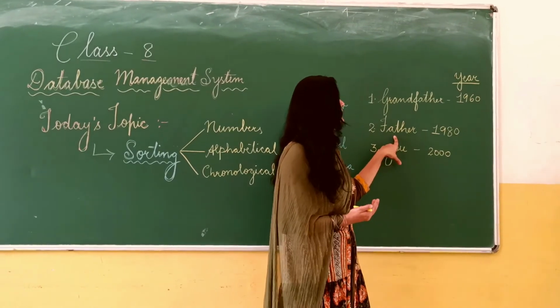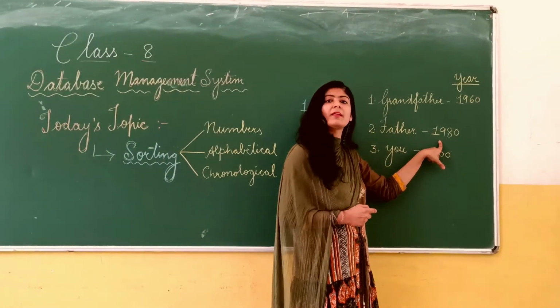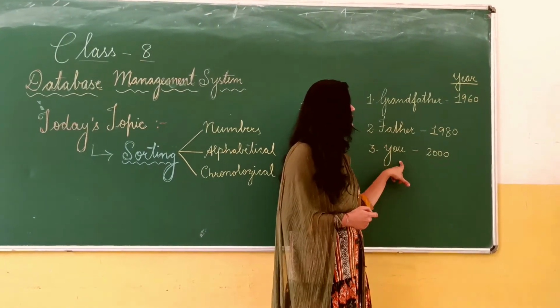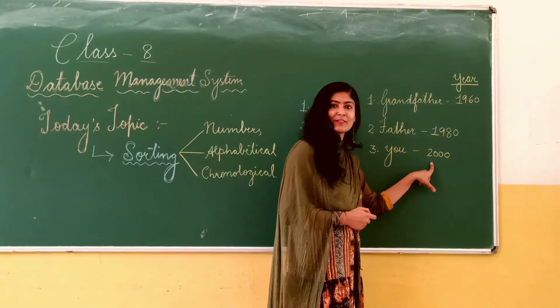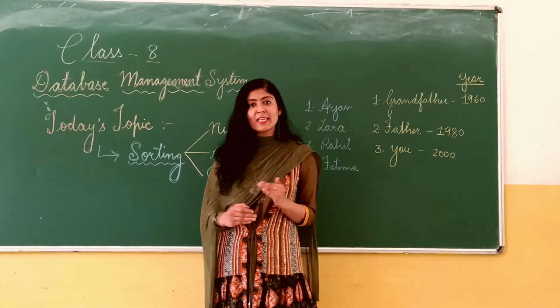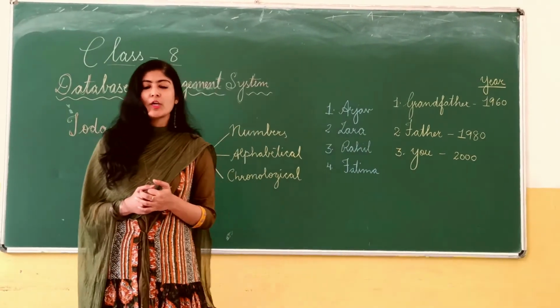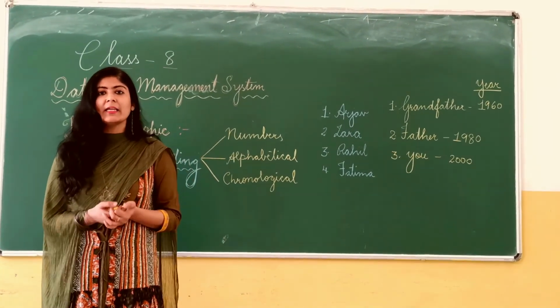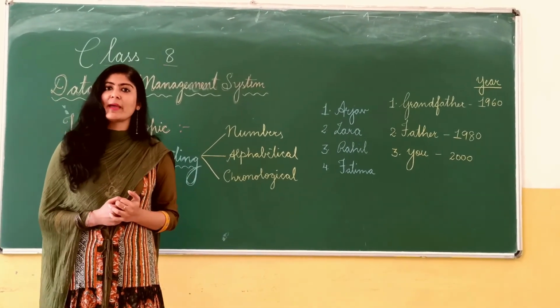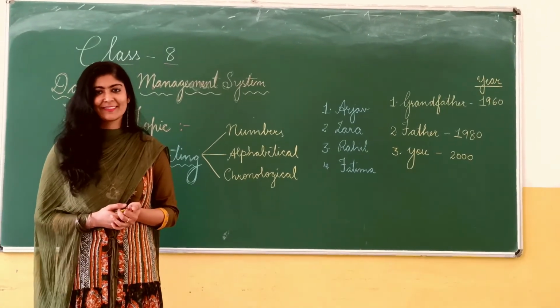Then comes your father. Let's say his date of birth is 1980. And then comes you. Let's say your date of birth is 2000. So I hope the concept of sorting is clear to you. To understand this practically, let's go to our computer system and see how it will work.